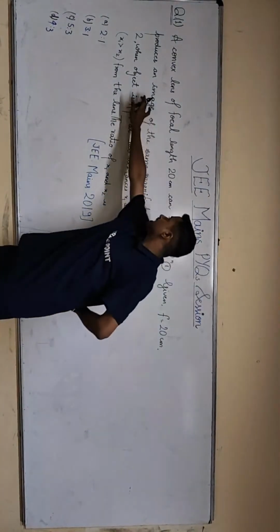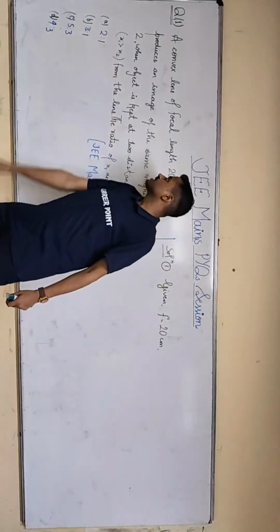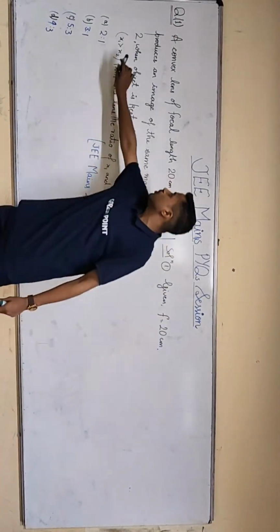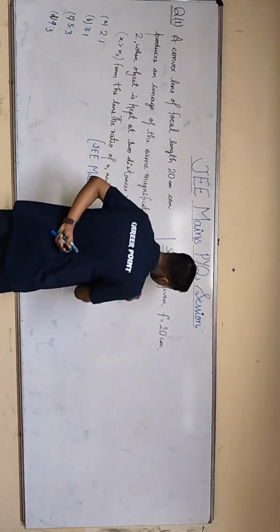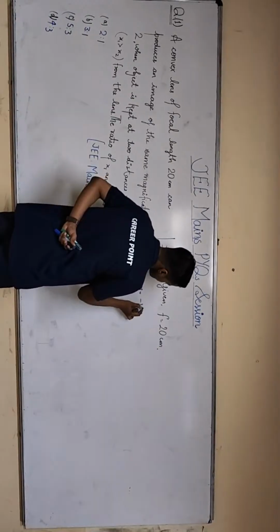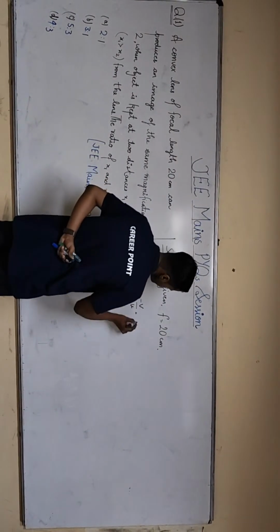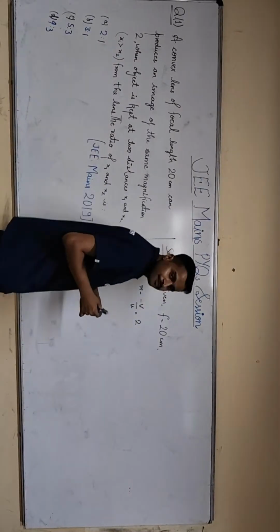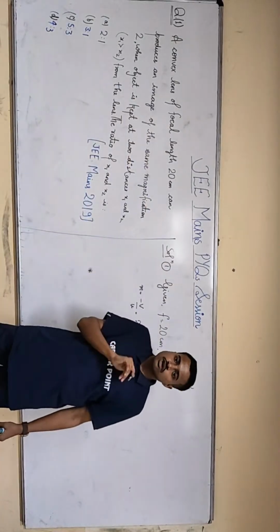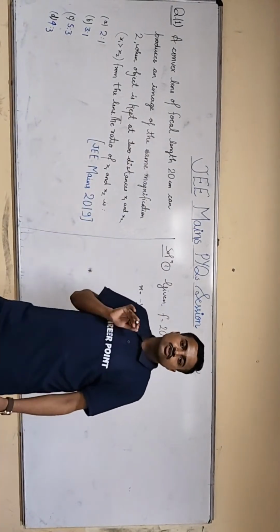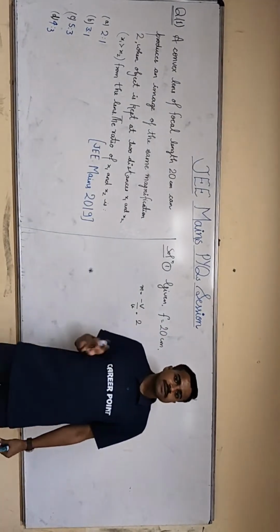It can produce an image of the same magnification 2. The magnitude of magnification is 2. As you know very well, magnification is the ratio of image distance to object distance with relative sign, and its value is 2. In the case of a convex lens, the magnification is either positive or negative. It depends on the image formed.